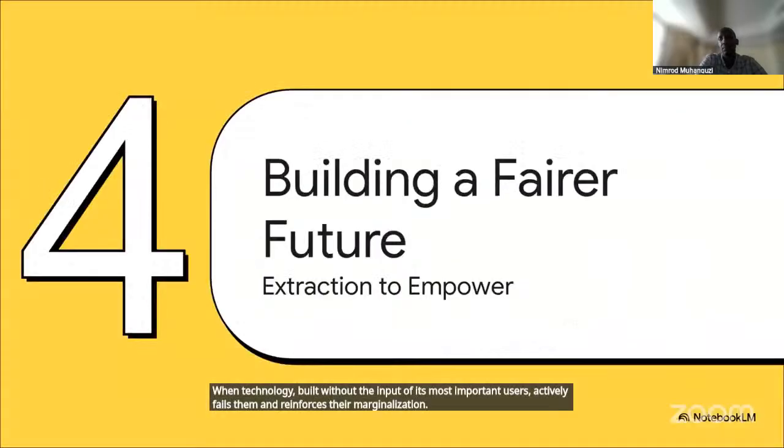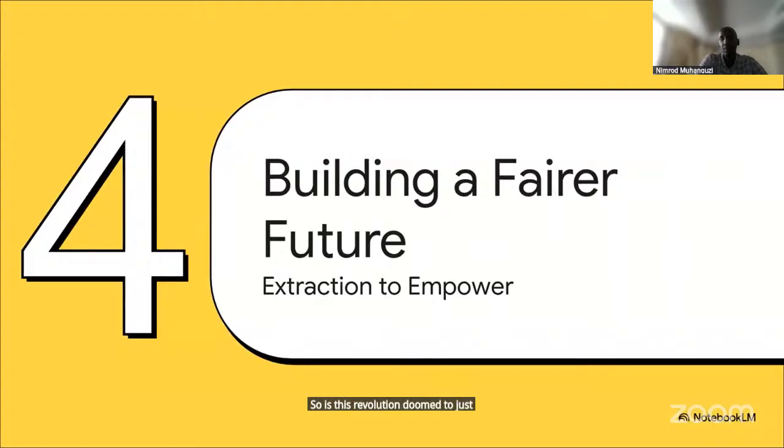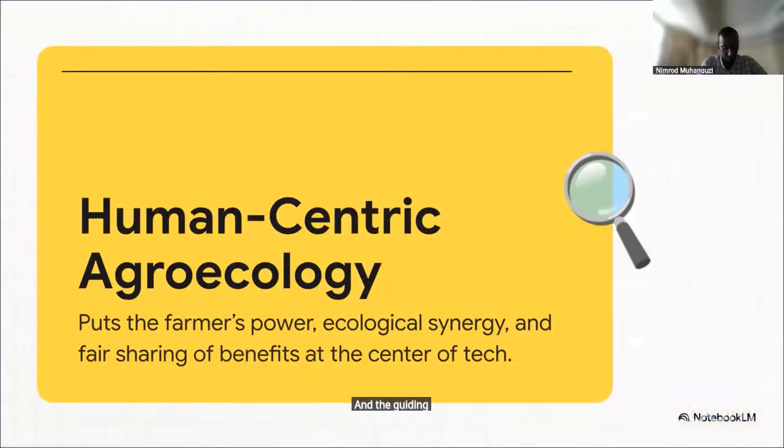So, is this revolution doomed to just repeat the past? Well, not necessarily. There is a path forward, one that tries to reconcile the promise of this tech with these really powerful critiques, a way to move from a model of extraction to one of genuine empowerment. And the guiding principle for this new path is a framework called human-centric digital agroecology. I know, it's a bit of a mouthful, but the idea is actually pretty simple. Technology must serve people and the planet, not the other way around. It puts the farmer's agency, ecological balance, and equitable benefit sharing at the absolute center of innovation.